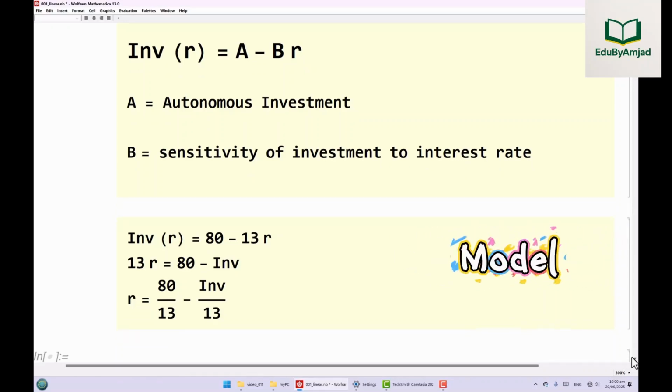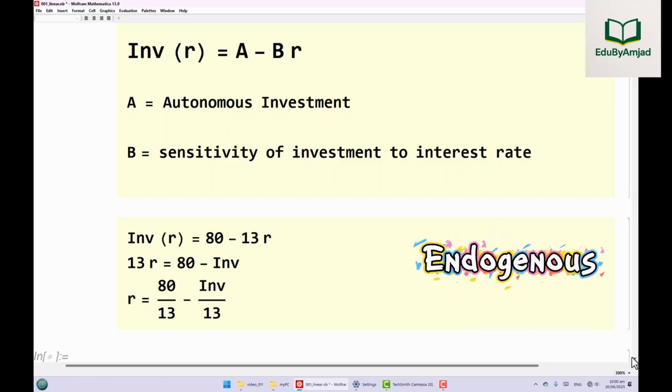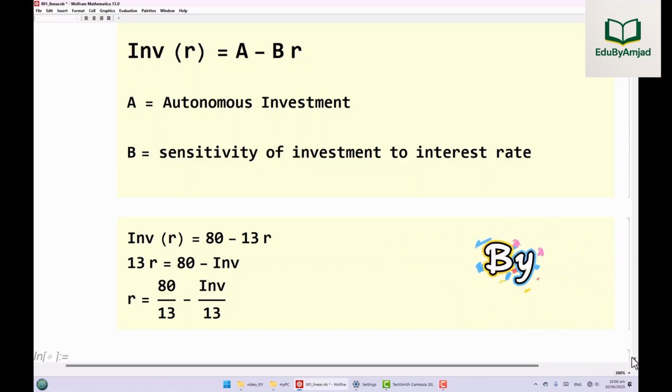Variables in an economic model can be categorized into either endogenous or exogenous. Values of endogenous variables are determined within the model. Values of exogenous variables are determined by forces outside of the model. A change in an exogenous variable is called an autonomous change.